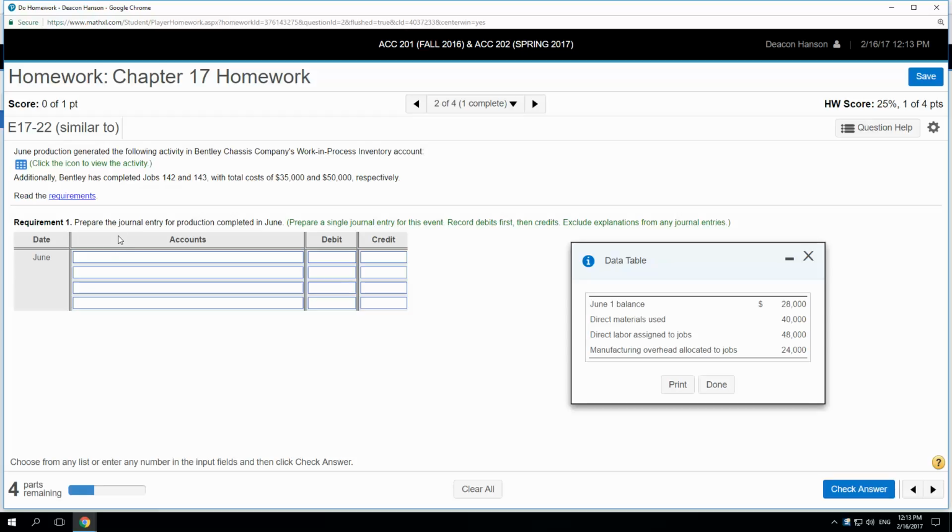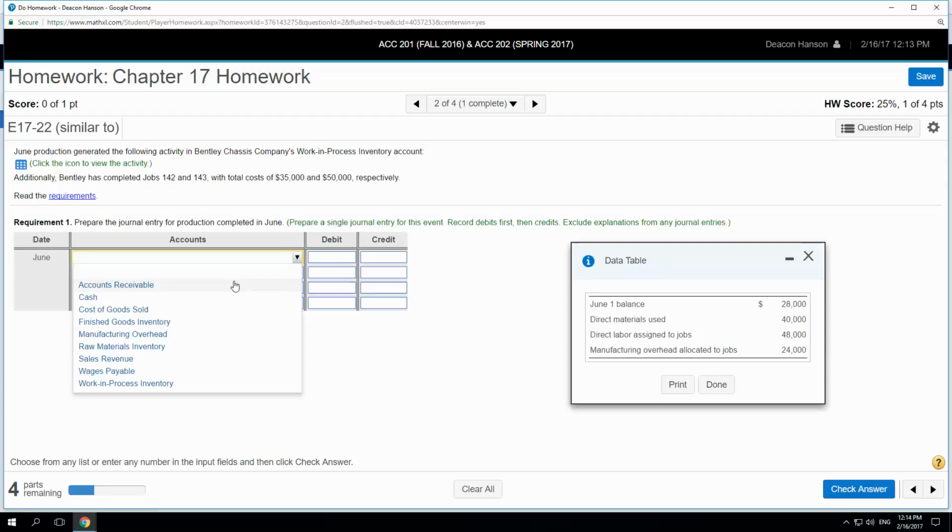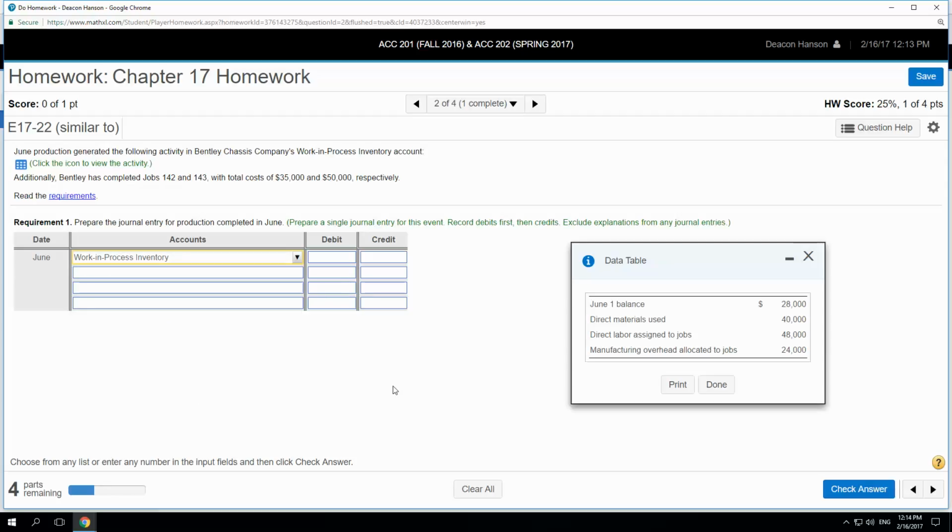Okay. Prepare the journal entry for production completed in June. Prepare a single journal entry for this event. Record debits first, then credits. Exclude explanations from any journal entries. Okay, so that means we don't need to put a memo in. Okay, so we're going to debit work in process, because the work in process inventory account is increasing.